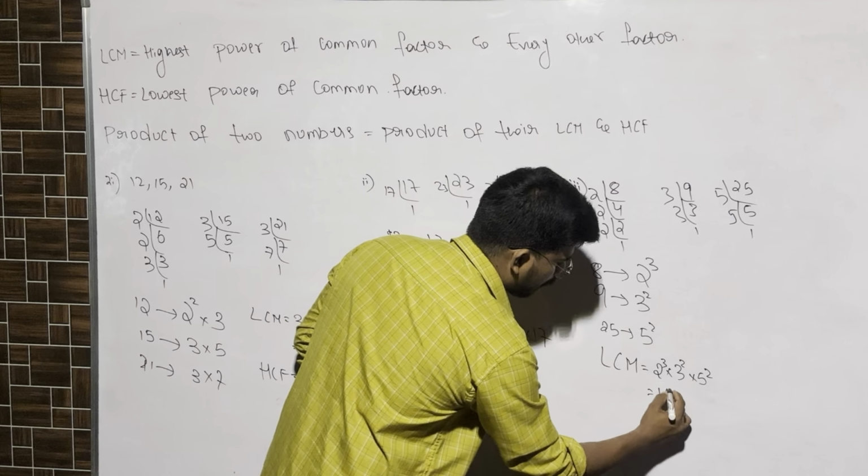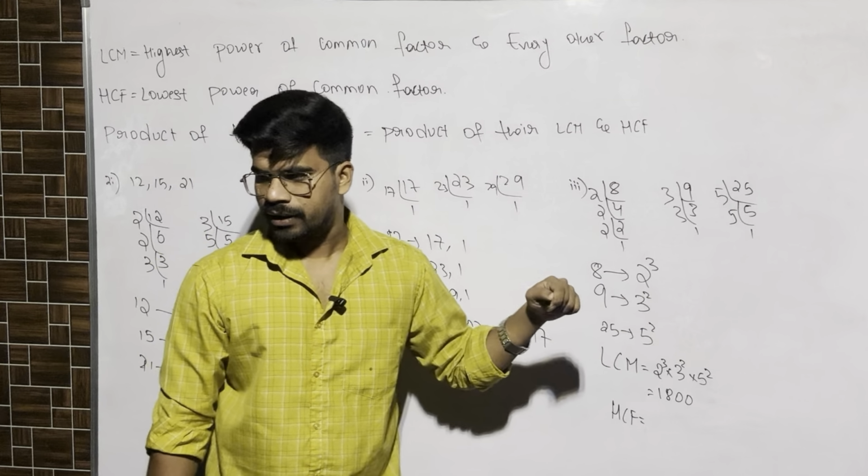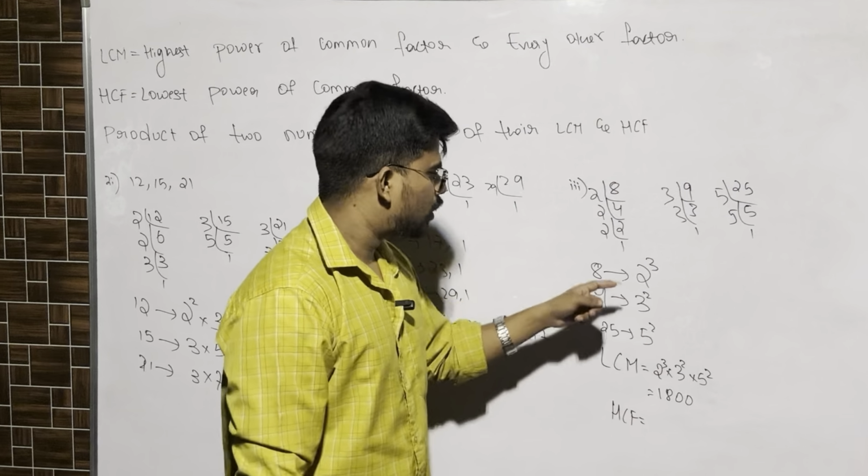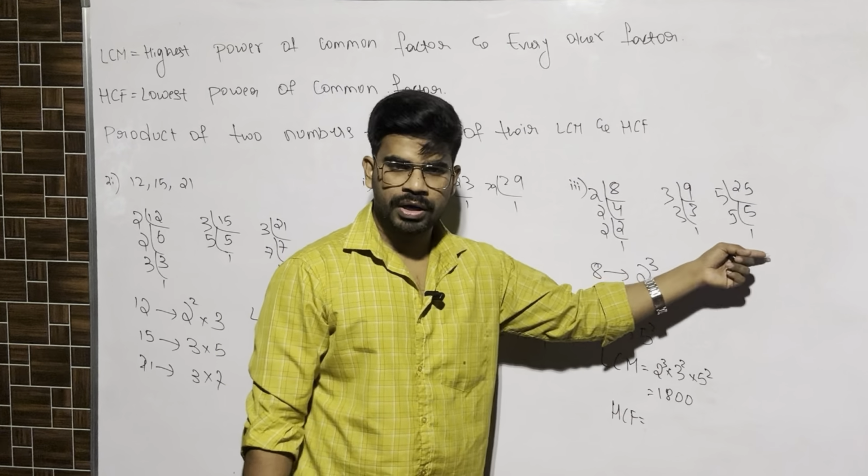HCF. For HCF we have to take only the lowest power of the common factor. We only take a common factor. But what is a common factor? We do not have any common factor. So the answer is 1. If we do not find any common factor, 1 will be the common factor of every number. So 1 is the HCF. Clear?